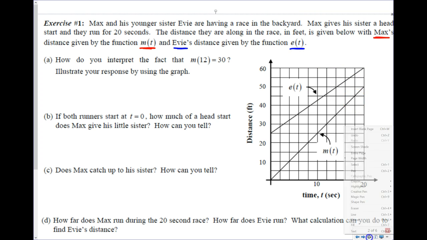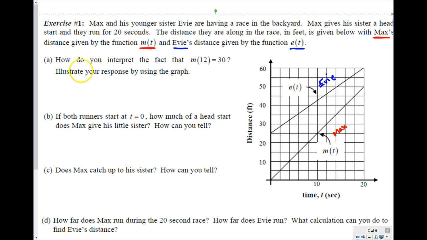Alright, so e of t is Evie. Okay, this is Evie. And m of t is Max. That's the first thing we have to think about. Now we've got to think about, okay, the y-axis here is what? The y-axis is distance, and the x-axis is time.